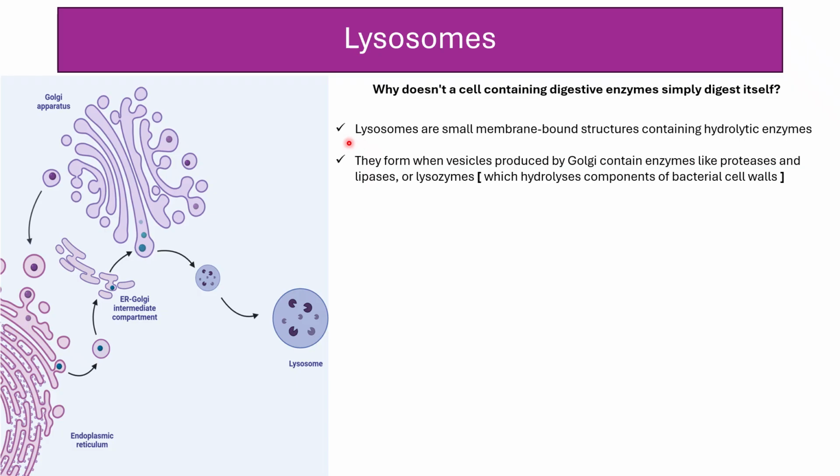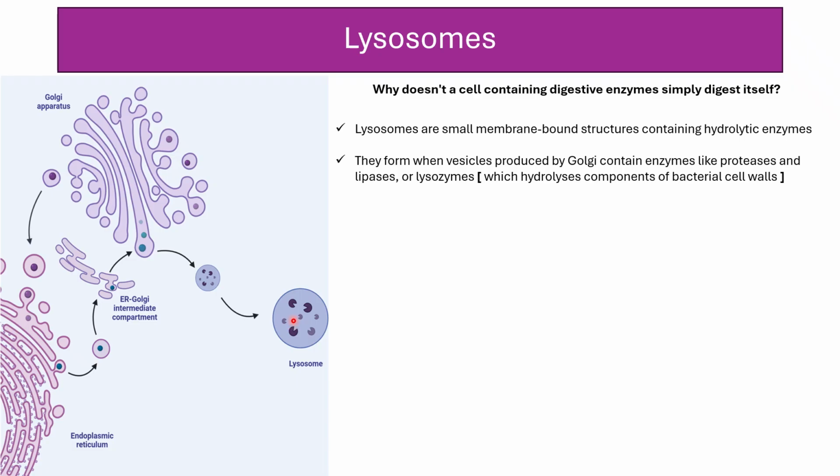Lysosomes are small membrane-bound structures containing hydrolytic enzymes. So if these Golgi vesicles contain hydrolytic enzymes, then we will call them lysosomes. As we said, lysosomes are membrane bound, which means they are surrounded by a membrane. Hydrolytic enzymes means enzymes that break down different components, depending on what type of enzymes they are.